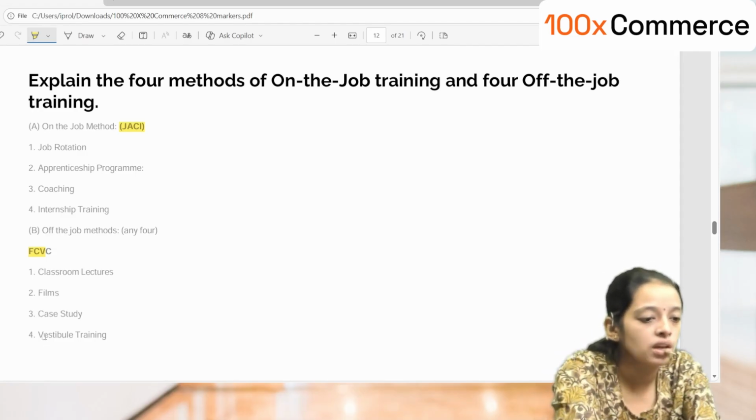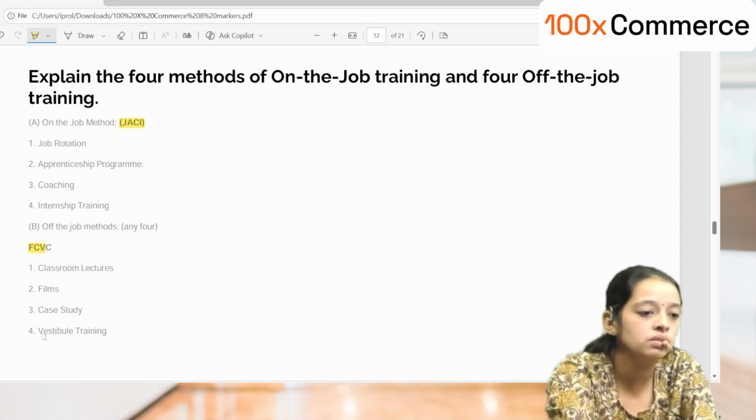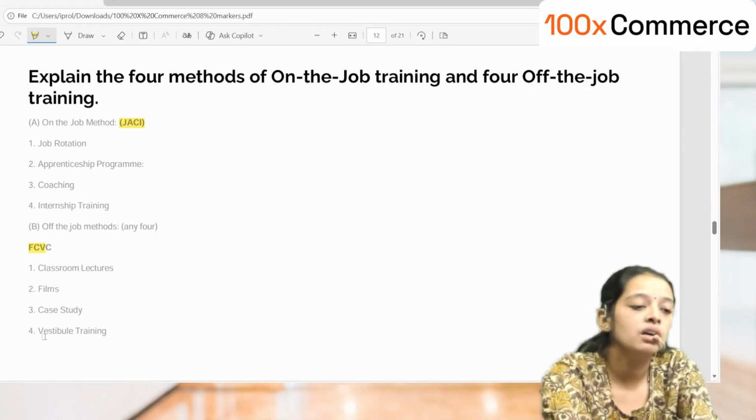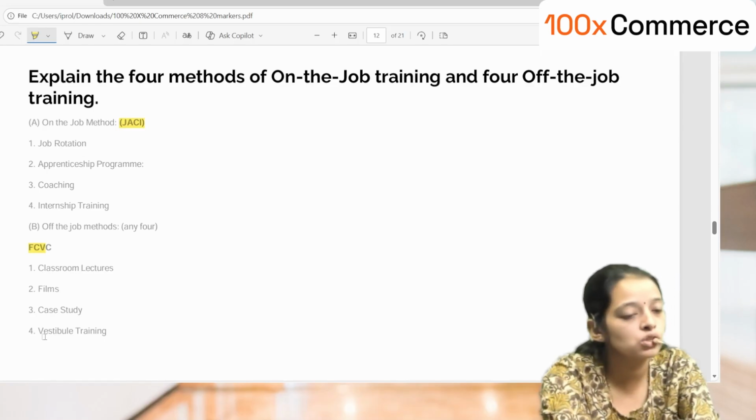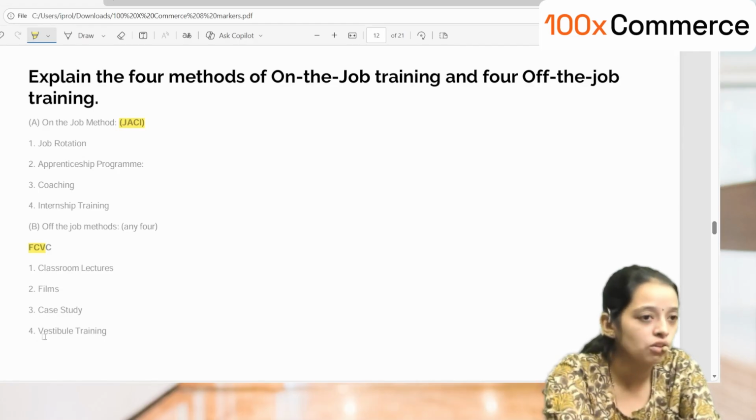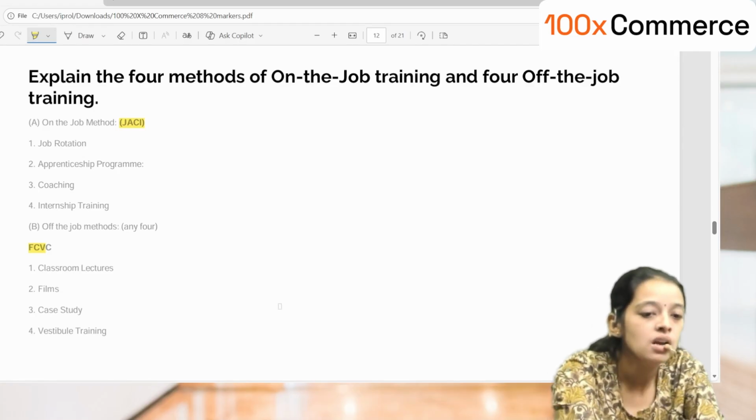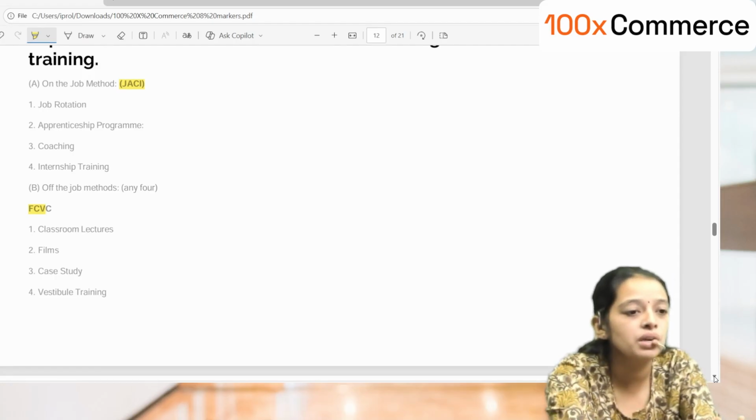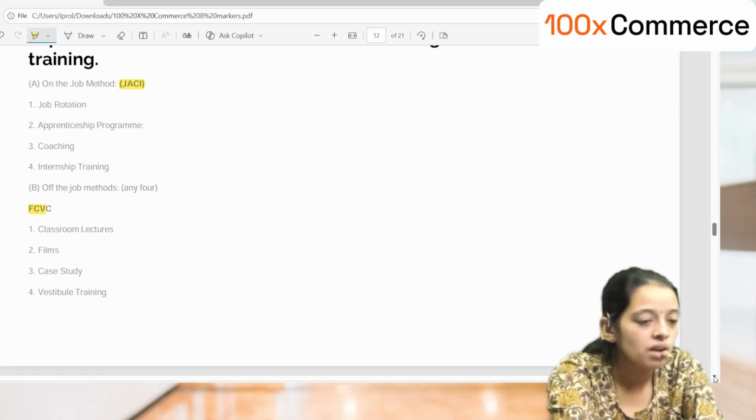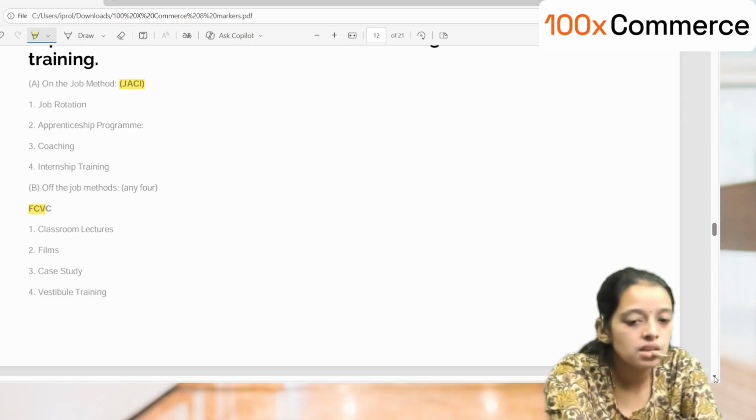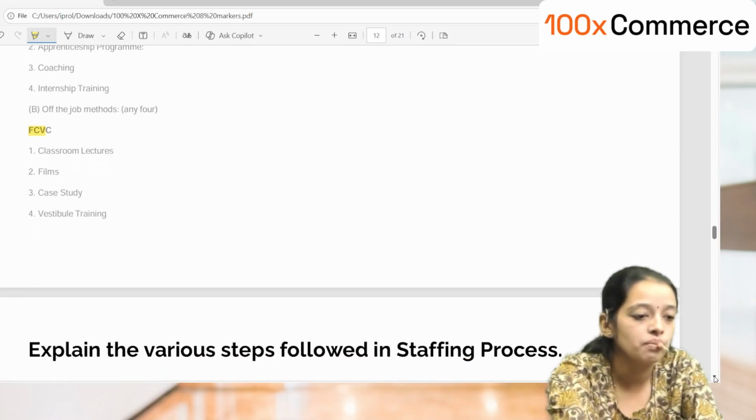Next one is vestibule training. This is a special method wherein a selected candidate is given an artificial equipment or tool on which he learns all the operations, and then he is placed on the real one. Say for example, for pilots, your metro pilots, we use this method of training. All at once they will not be placed to run the plane or a metro. First they will run it in an artificial environment using some videos or other things in the institutions. Once they are really perfect, they will come and join back.